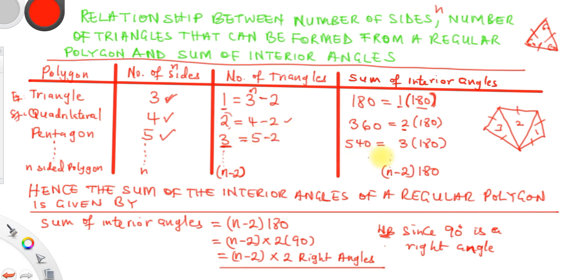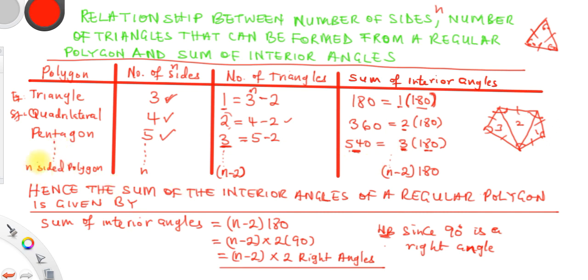And then what is the sum of the interior angles of a pentagon? You get 540. If you sum all the interior angles, this angle, this angle, this angle, this angle, this angle, all the 5 angles, we get 540. The 540 is the same as 3 times what? 180. So this 3 is the same as the number of triangles that can be formed from the pentagon. So 3 times 180 gives you the sum of the interior angles. So it goes on like that.